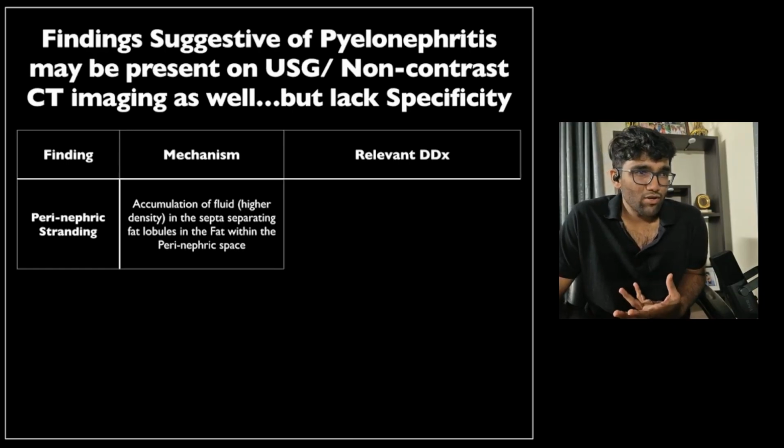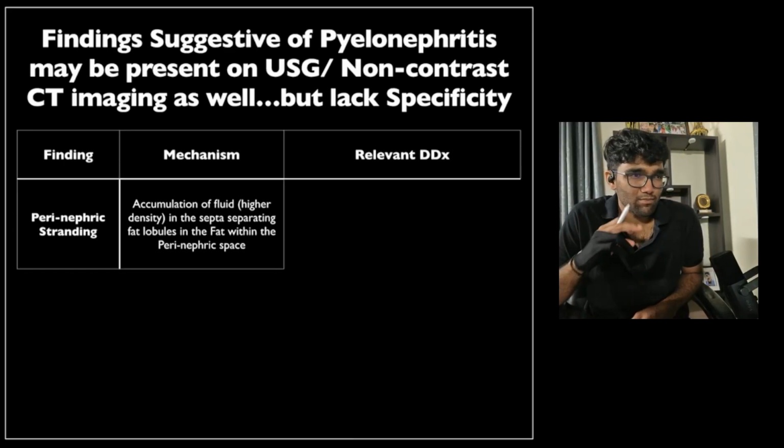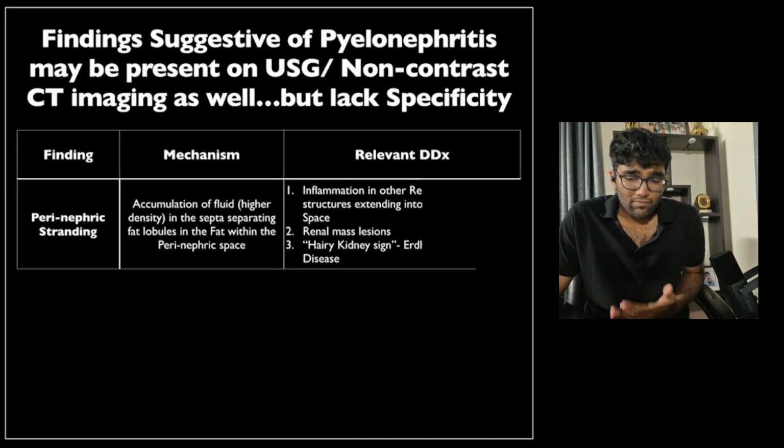So the fat has lower X-ray attenuation and the fluid has higher X-ray attenuation. This produces a wispy appearance in the fat around the kidney. So naturally this could be due to inflammatory fluid leak for any reason. Okay, so this could be perinephritis due to anything. This could also be a mass lesion, malignancy with neovascularization and leaky capillaries.